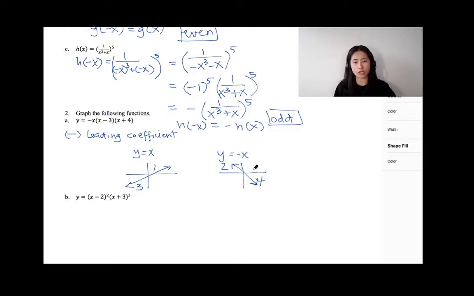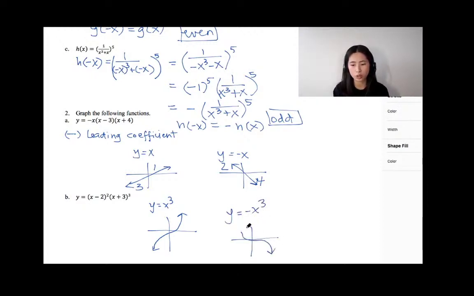So the negative leading coefficient or the positive leading coefficient would determine whether your function is passing quadrant 1 and 3, let's say y is equal to x, versus quadrant 2 and 4 when it's a negative leading coefficient. Same thing really applies for example, y is equal to x cubed, right? Which is what we know is an odd function, right? So we have something like this. We know that it's quadrant 3 and quadrant 1 when it's positive, and if it's negative x cubed, we know that this is quadrant 2 and quadrant 4.